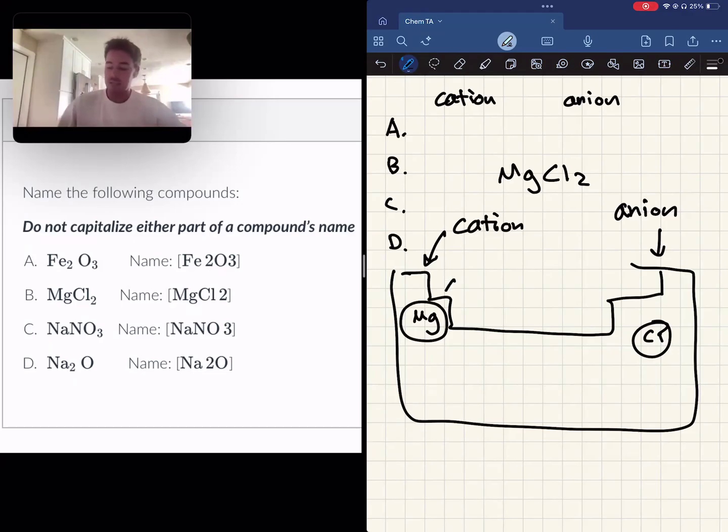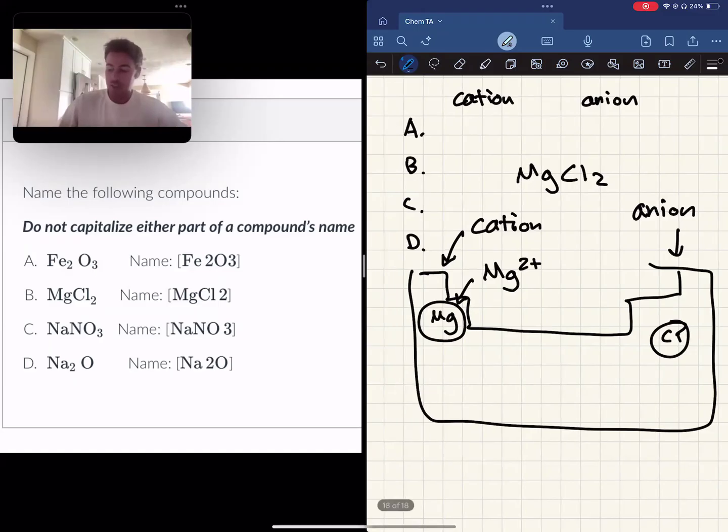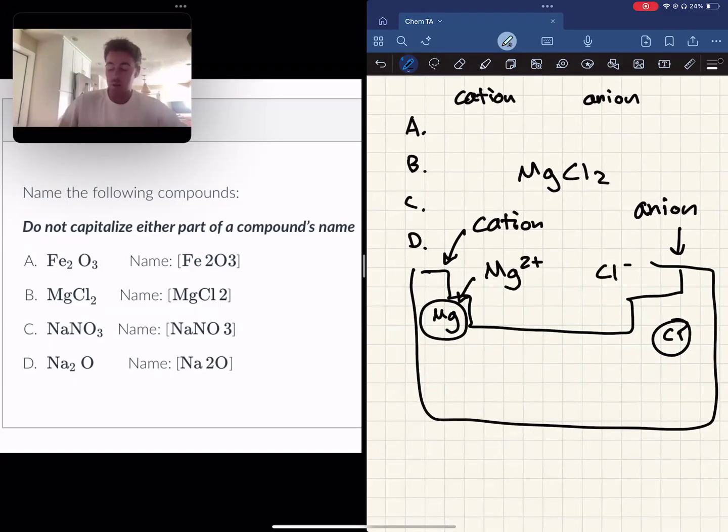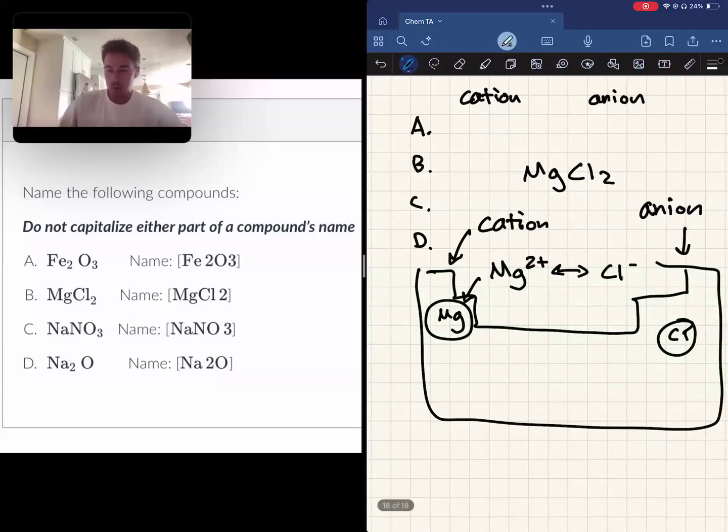Because magnesium loses two electrons, and it becomes magnesium 2 plus. Chlorine gains an electron, becomes chlorine Cl minus, right? And then these two are going to combine. One magnesium combines with two chlorine atoms with a negative charge to balance out the charges. So then it's MgCl2.